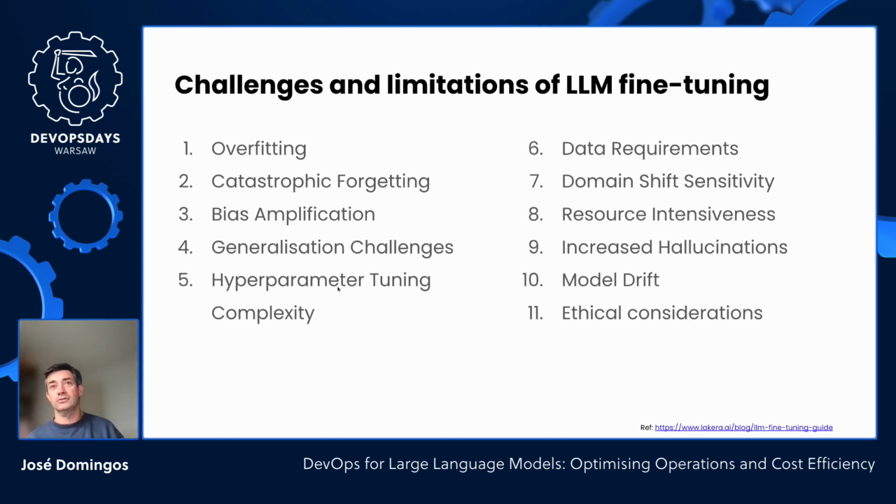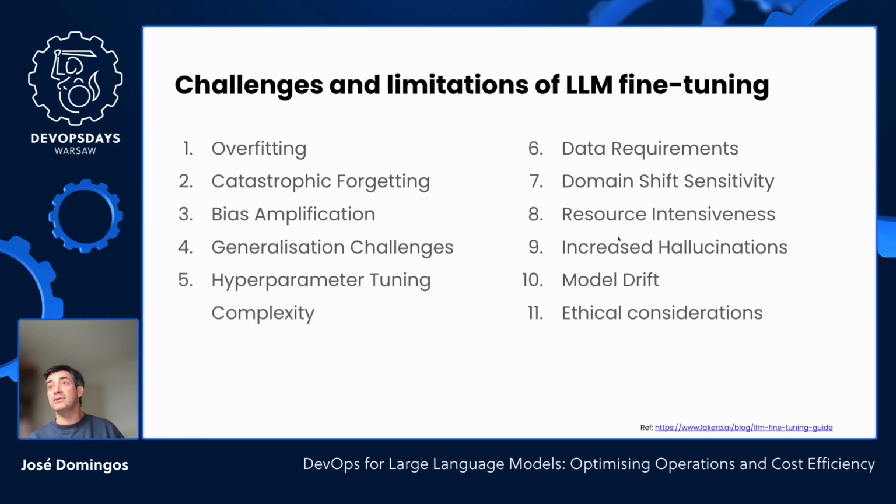You may have, of course, hyperparameter tuning complexity. It's very difficult to change hyperparameters such as tokens and so on. You may have data requirements. How do you manage the data that you're using to train the model? How do you keep it versioned? How do you clean that data? How do you improve that data? You may have domain shift sensitivity. You may have a model that's really good at doing something, but if you move it to another field, it's not so good. You may, of course, have resource intensiveness: how much in terms of resources you're going to need.